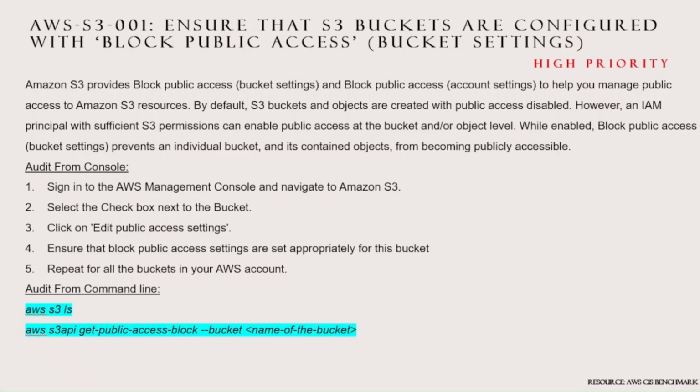To check this configuration, there are two methods. One is from the AWS Management Console and the second one from the command line. For the command line, we can use the AWS CLI utility to check the same. So let's first check from the console.